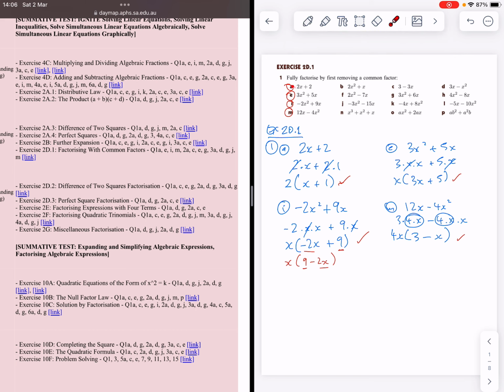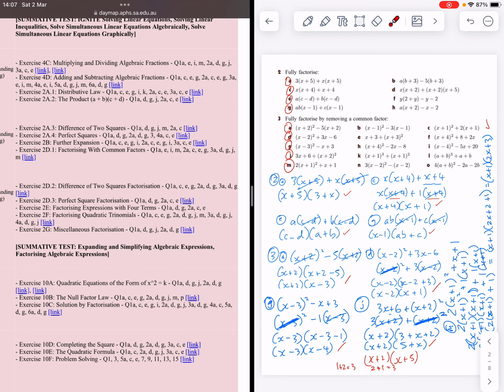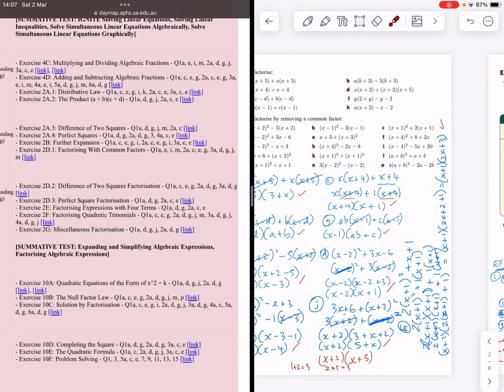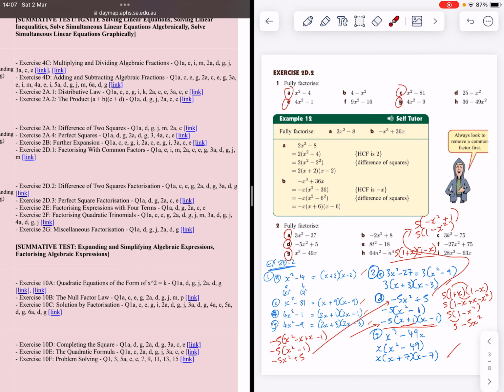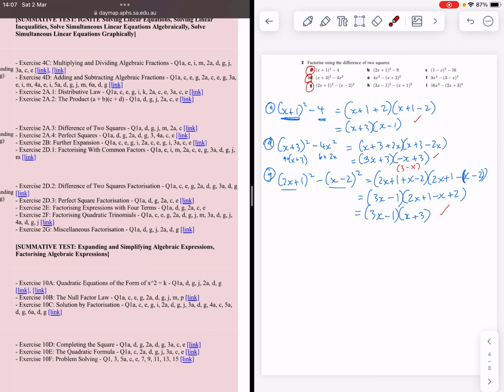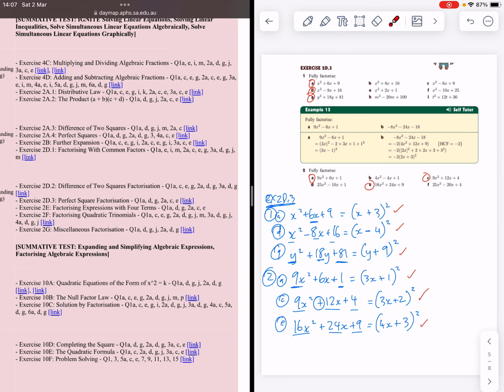AEIM. 2: ACEG. 3: ADGJM. 2D.2, 1: ACEG. 2: ADG. 3: ADG. 2D.3, 1: ADG. 2: ACE.